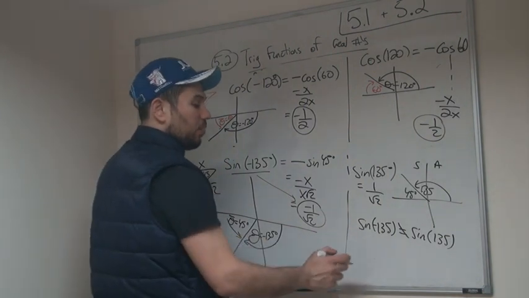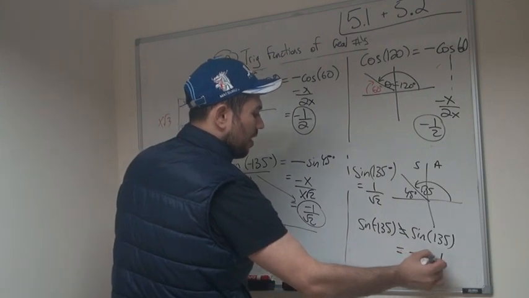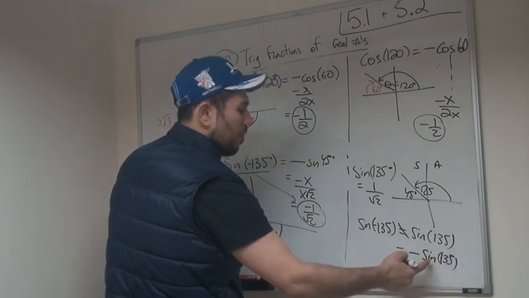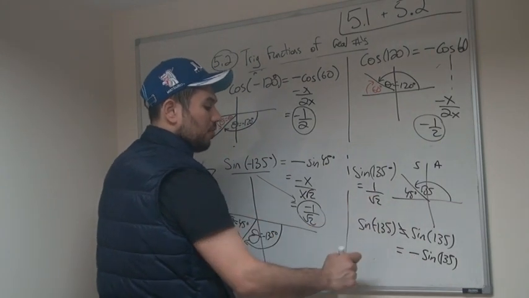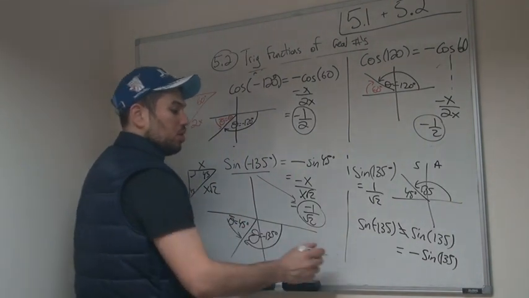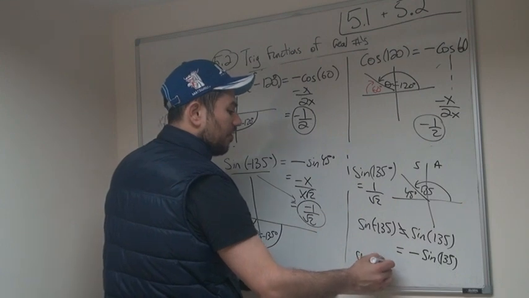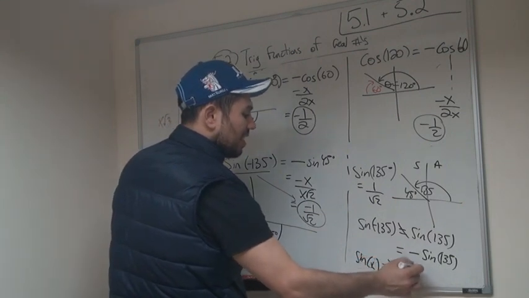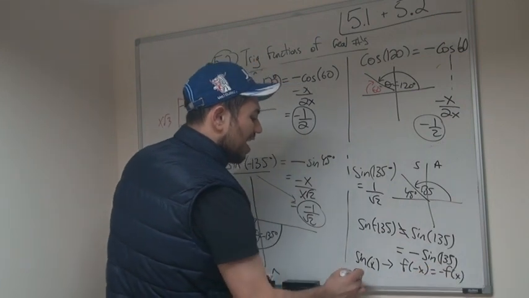But sine of minus 135 does equal negative the sine of 135. Because the sine of 135 is 1 over root 2. If I multiply that result by a negative 1, I'll get negative 1 over root 2. So we see that sine of x follows the f of minus x equals minus f of x rule, so it's an odd function.